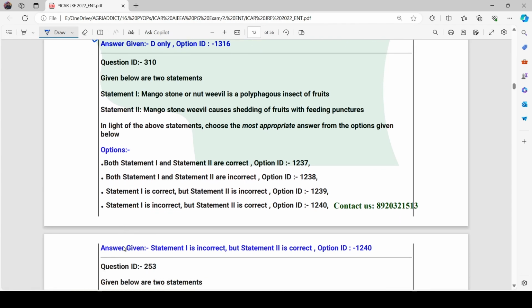Mango stone or nut weevil is a polyphagous insect of fruit. No, it's a monophagous insect of mango. So the statement is wrong. Then the statement 2 is mango stone weevil causes shedding of fruits with feeding punctures. No, the grub of mango stone weevil, Sternochetus mangiferae, feeds on the damaged cotyledons, the grubs mainly, because this is the weevil, damaged cotyledon of mango seed.